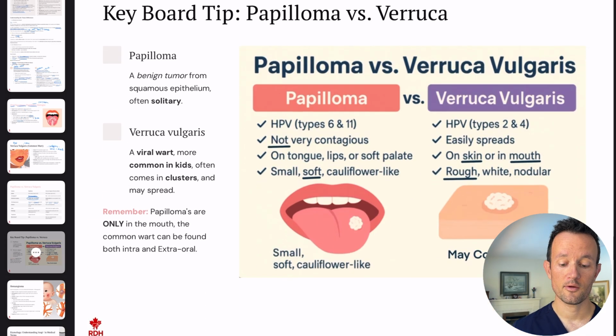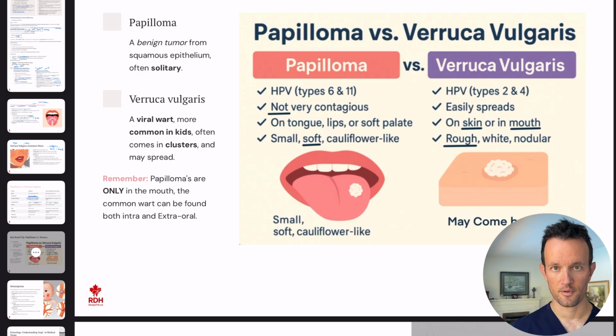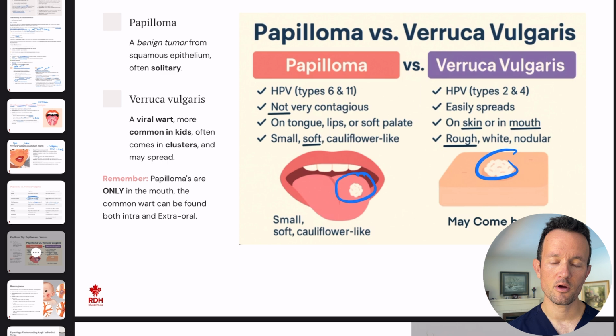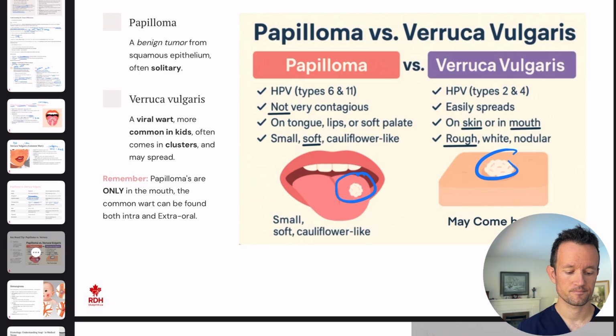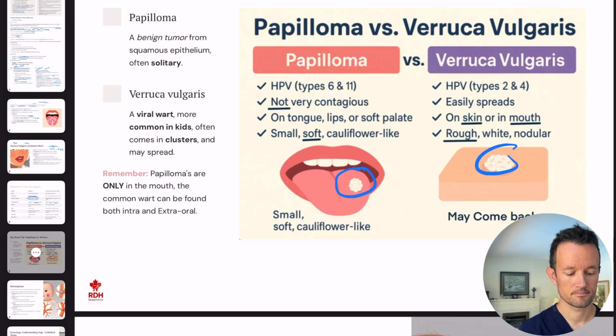So here's a little infographic that you can remember this by. Papilloma, both are HPV. Don't memorize the types. Not contagious. Verruca vulgaris is contagious. Small cauliflower-like projection. This is rough. Verruca vulgaris can come back. A papilloma is unlikely to come back once it's cut out, once it's excised. So remember, papillomas are only in the mouth.